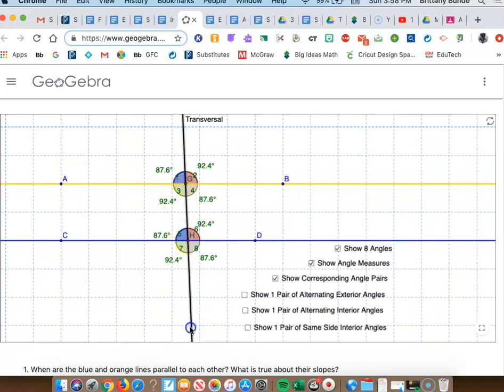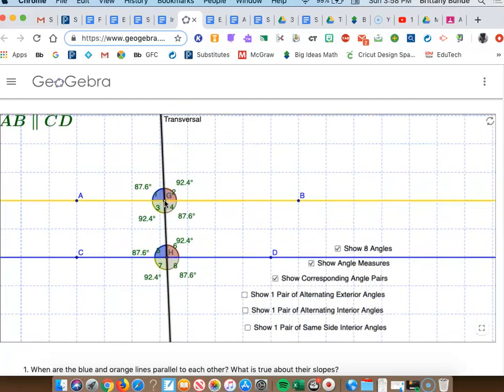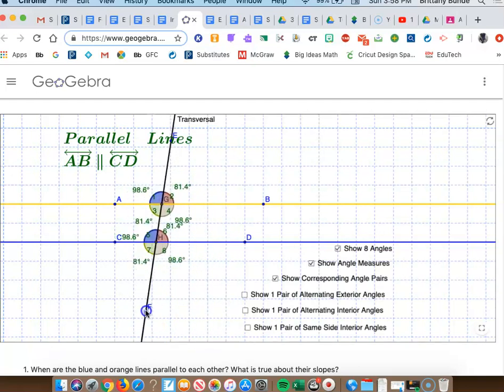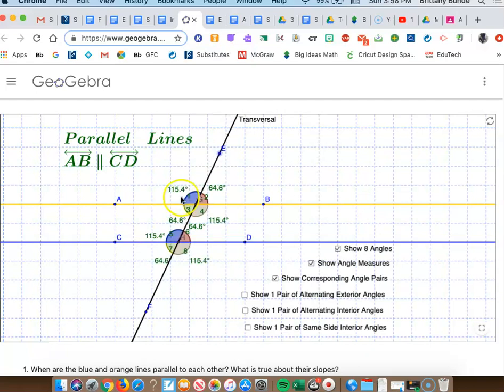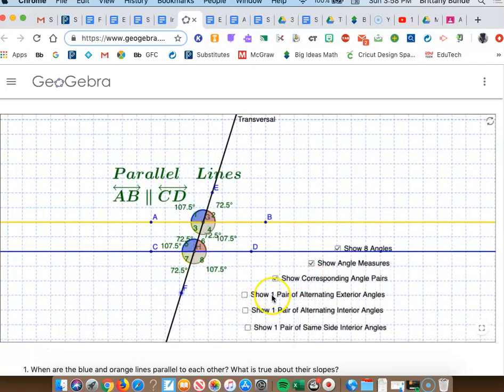So I hope you're thinking, wow, they're the same, right? And it doesn't matter. Where's my little guy here? Oh, there's my point. It doesn't matter how I change them. Look, folks, doesn't matter where it goes. They're still the exact same. So we actually know, look, 115, 115, 64.6, 64.6. That no matter however we spin them, as long as my lines are parallel, corresponding angles are the same. They're congruent.